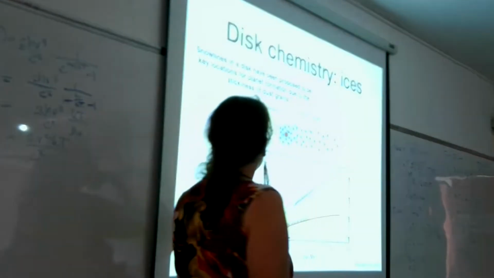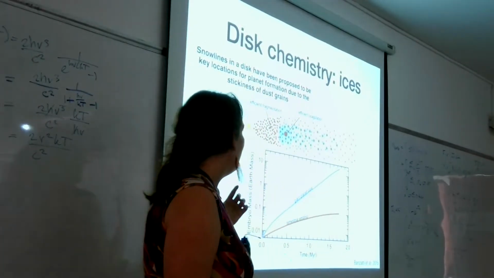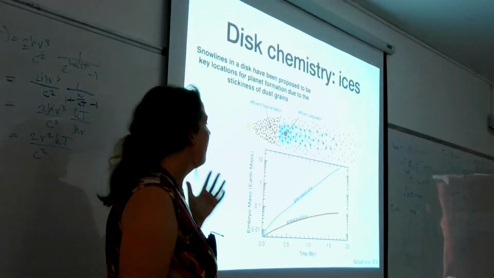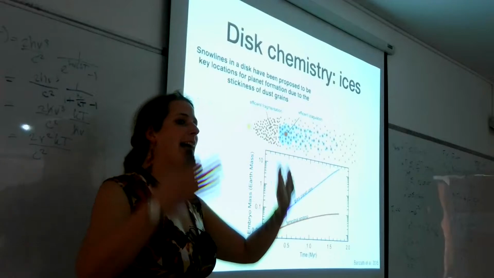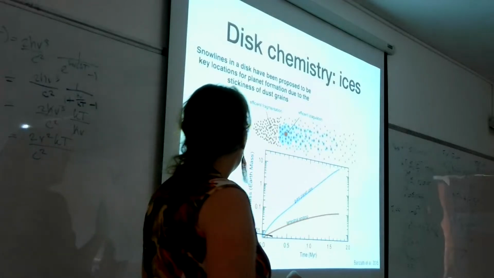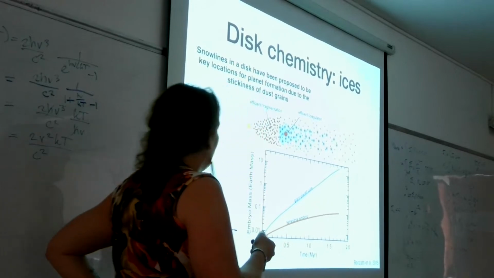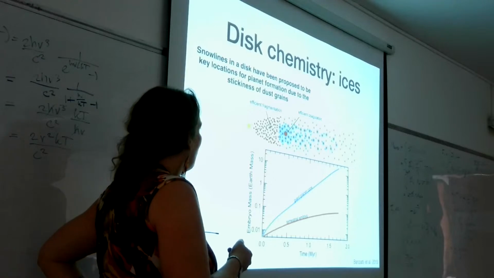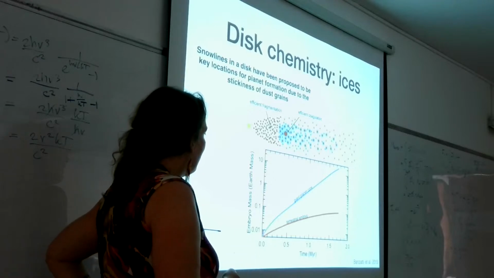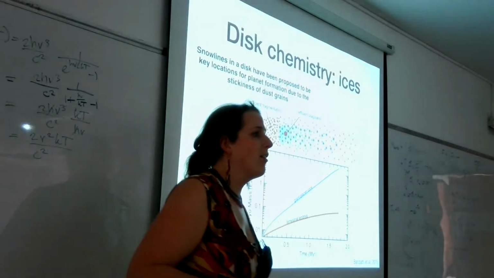Okay, then another aspect of this chemistry are ices. And the big interest there is, of course, the snow line, because of the idea that the snow line can enhance planet formation. And this is actually a paper where they state that if you get more efficient coagulation at the snow line, that means that you are more likely to form giant planet cores at that location.